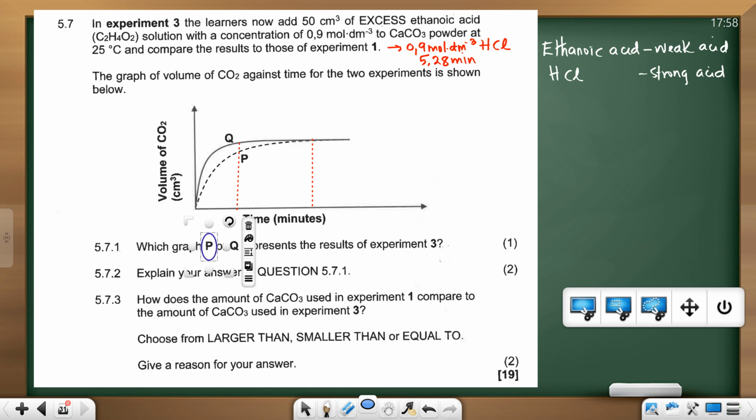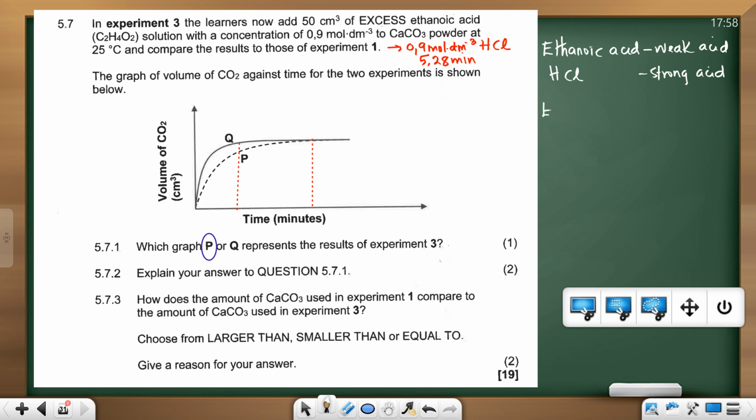Why? Originally, we used what? HCl, strong acid. Now we are using what? A weak acid. So the reaction becomes slower. So P is slower than what? Q. It took a longer time. Explain your... All right. I think that answers it.